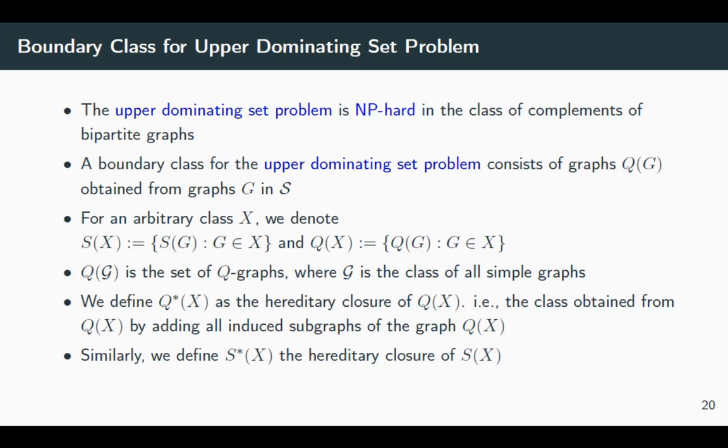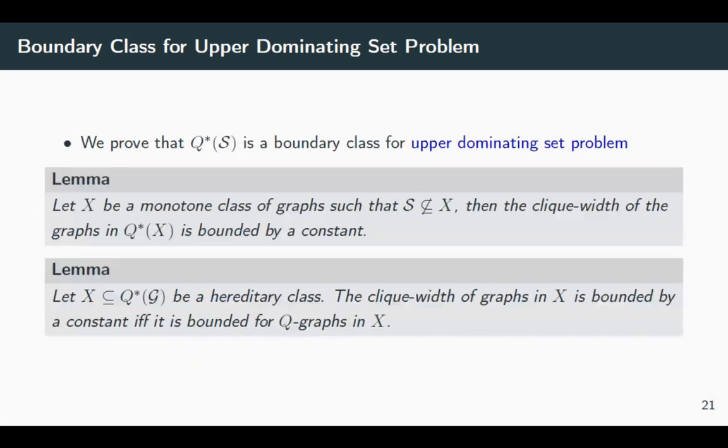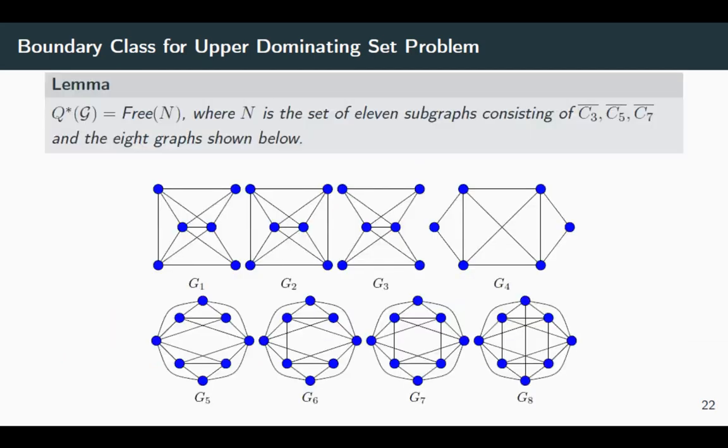We define Q star of X as the hereditary closure of Q of X. It will be required in one of the results, which are obtained from Q of X by adding all induced subgraphs. So for example, this closure is defined as including all induced subgraphs of a graph in a class, so that will be Q star of X. Similarly, we can define S star as the hereditary closure of S of X. So I have a couple of lemmas, which are not very important, but we would use these lemmas to prove this lemma.